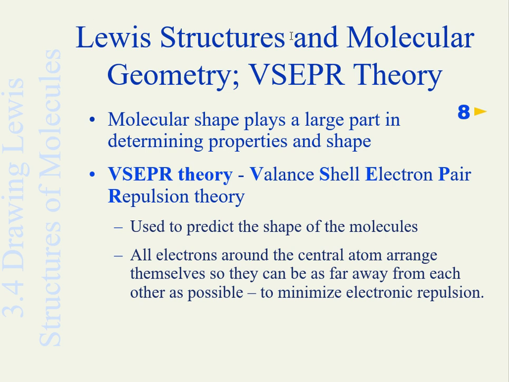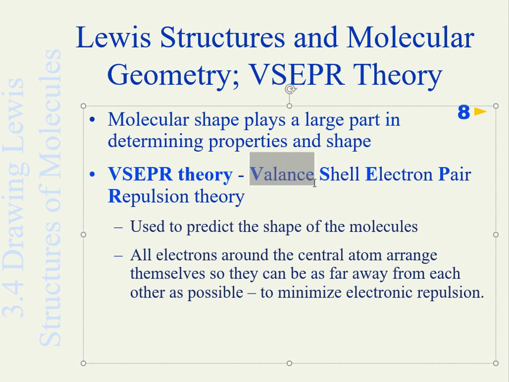If you notice, you can draw the Lewis structure on a blackboard or a whiteboard, and it's all flat. The real structure may not be flat, may occupy space in three dimensions. So that's where the VSEPR theory comes along. VSEPR stands for valence shell electron pair repulsion theory. The name looks very complex, but it's a very simple theory.